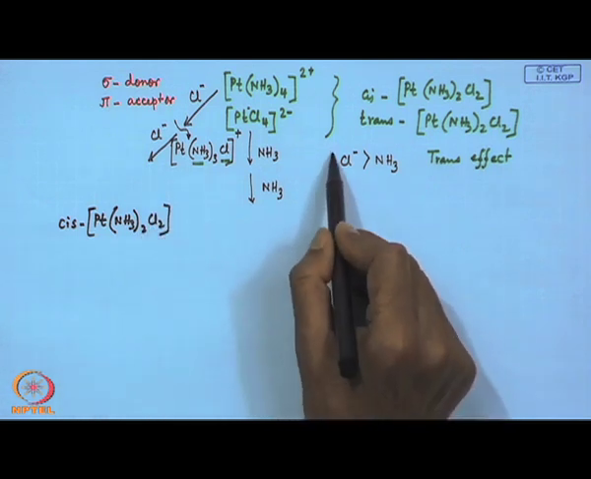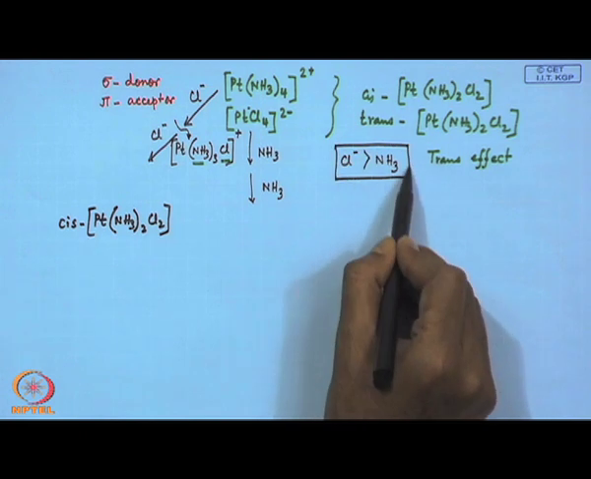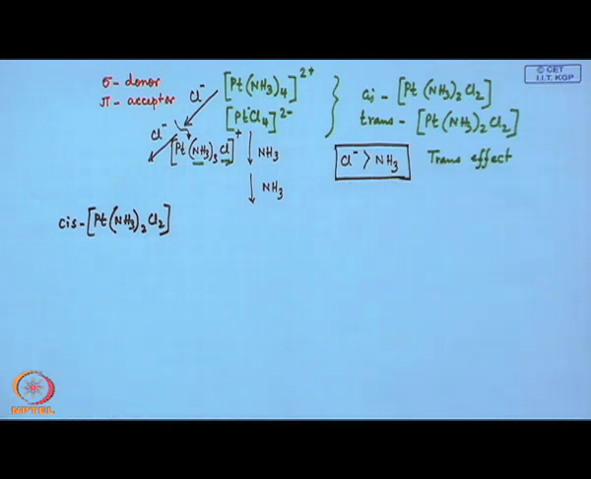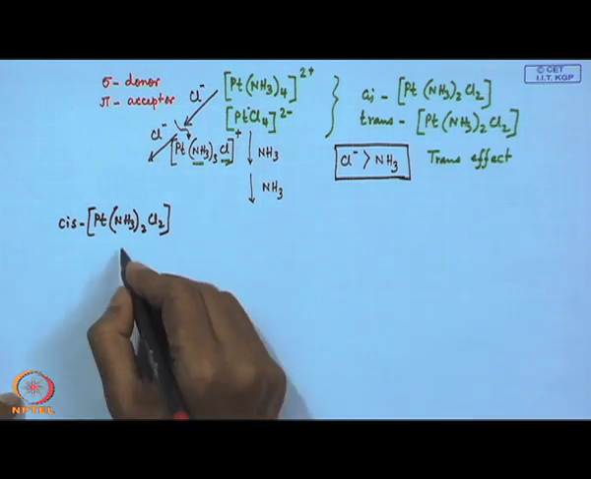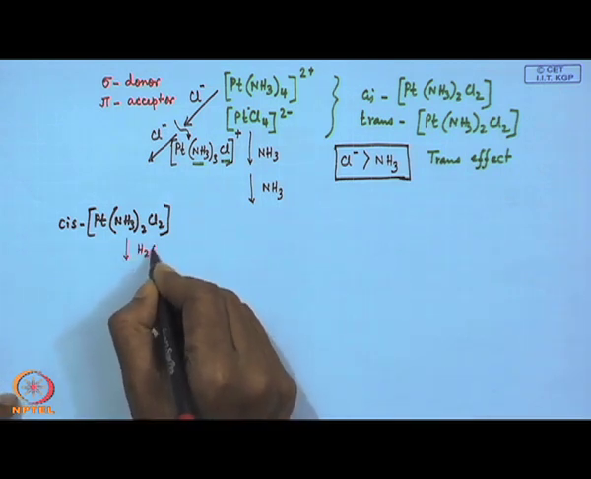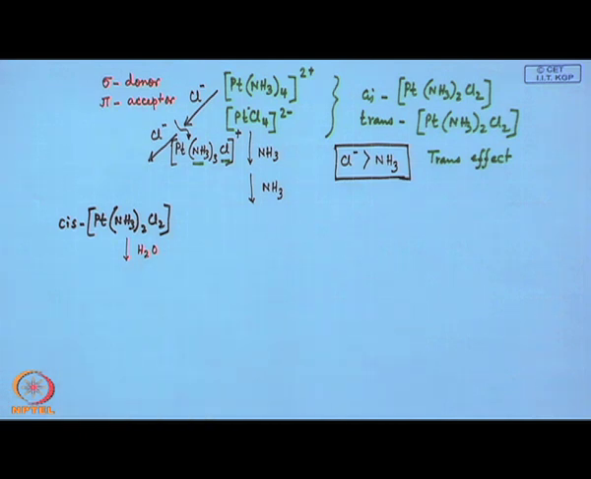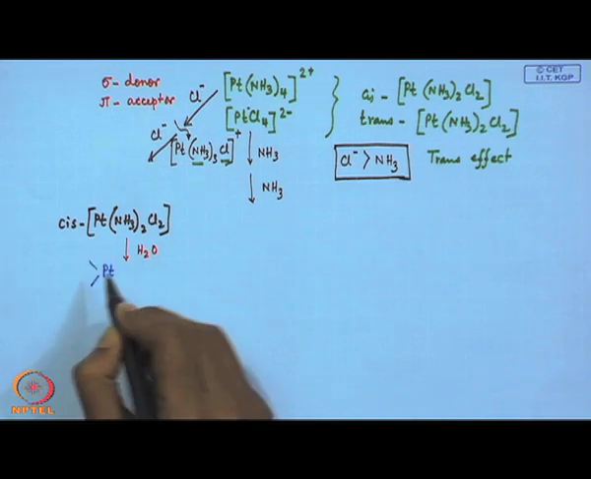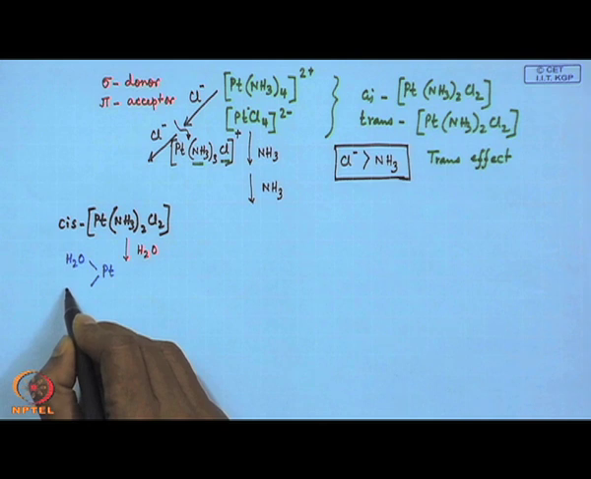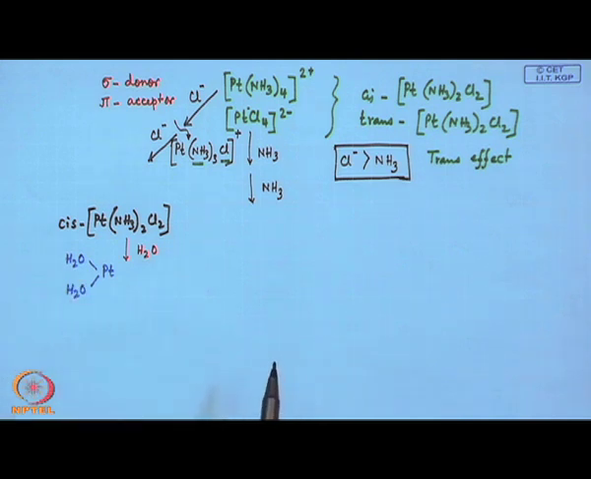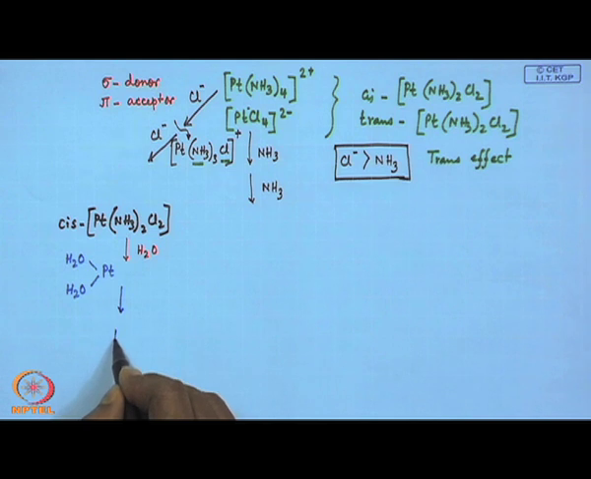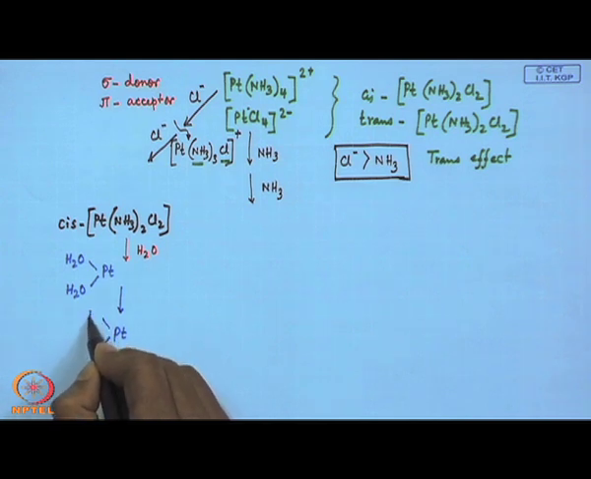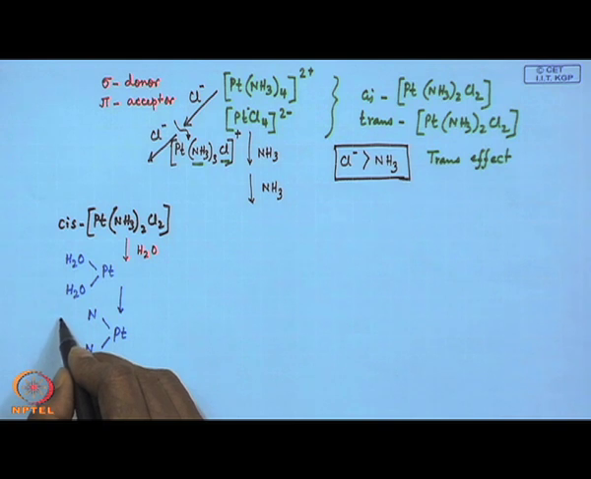Then again this trans effect can control the hydrolytic reaction, that means whether it can go for the hydrolysis reaction by the substitution of the water molecule for any of these two groups, that means for the ammonia or for the Cl. That means we should have certain species where we have the platinum with 2 water molecules attached to it, and then this platinum center can go and bind to the nitrogens of the nucleobases.